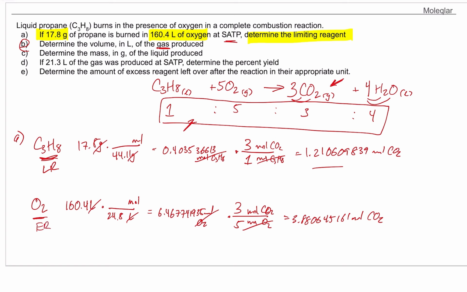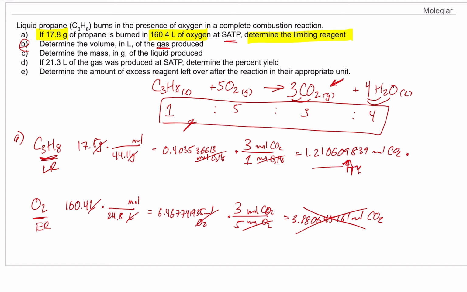So because we found that, remember that this calculation doesn't exist anymore because it's not created from our limiting reagent. So we just found our theoretical yield. This right here is our theoretical yield of CO2. However, part B tells us that we want to find this volume in liters at SATP. So we just need to convert this out.